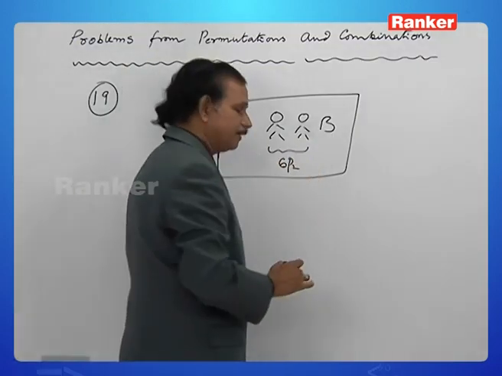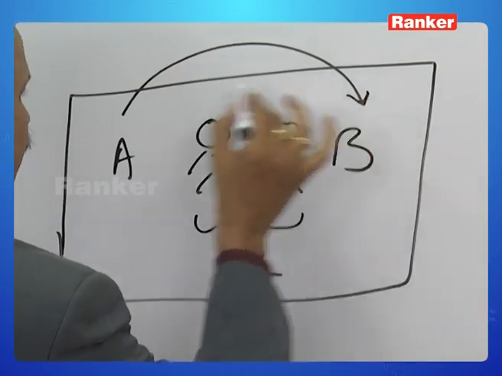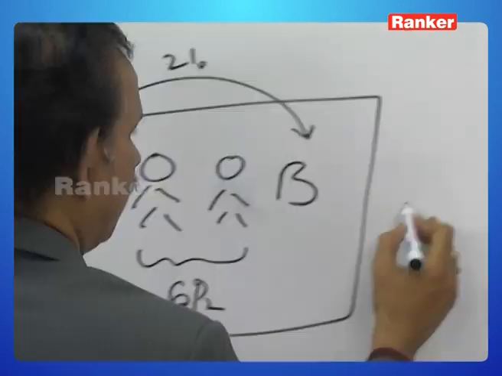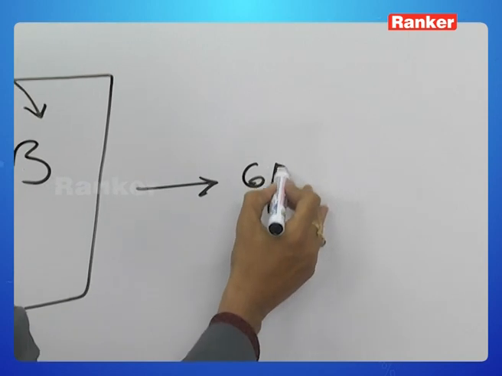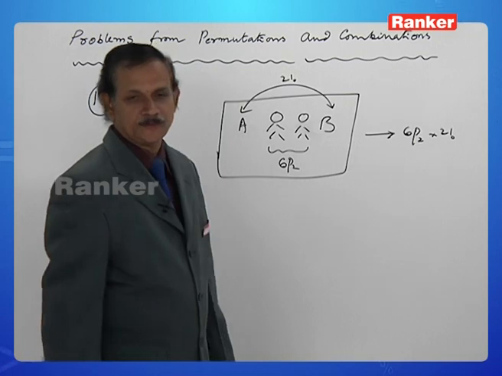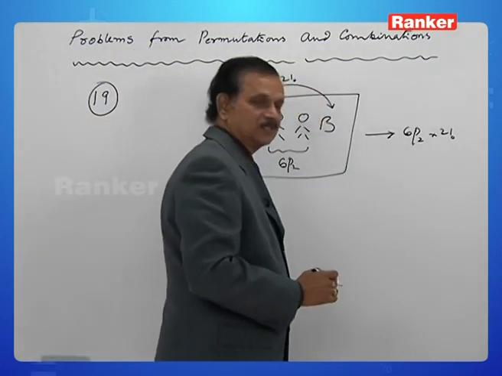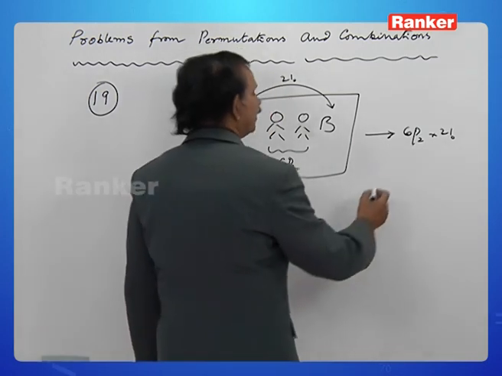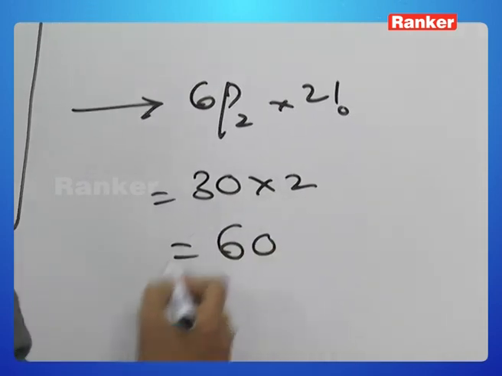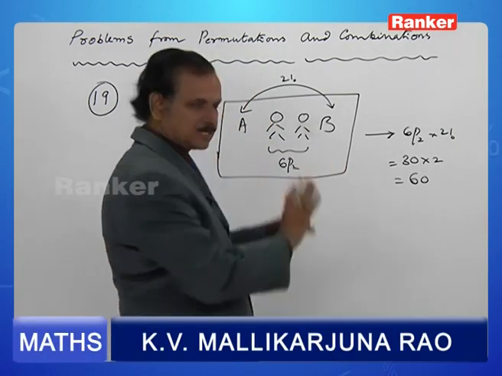These 2 persons can be arranged in 6P2 ways, and A and B internally can be interchanged in 2 factorial ways. Altogether, this box can be prepared in 6P2 into 2 factorial ways. That is, what is 6P2? 6 into 5, that is 30. 30 into 2 factorial is 2, that is 60 ways. This is the number of ways of preparing that block.